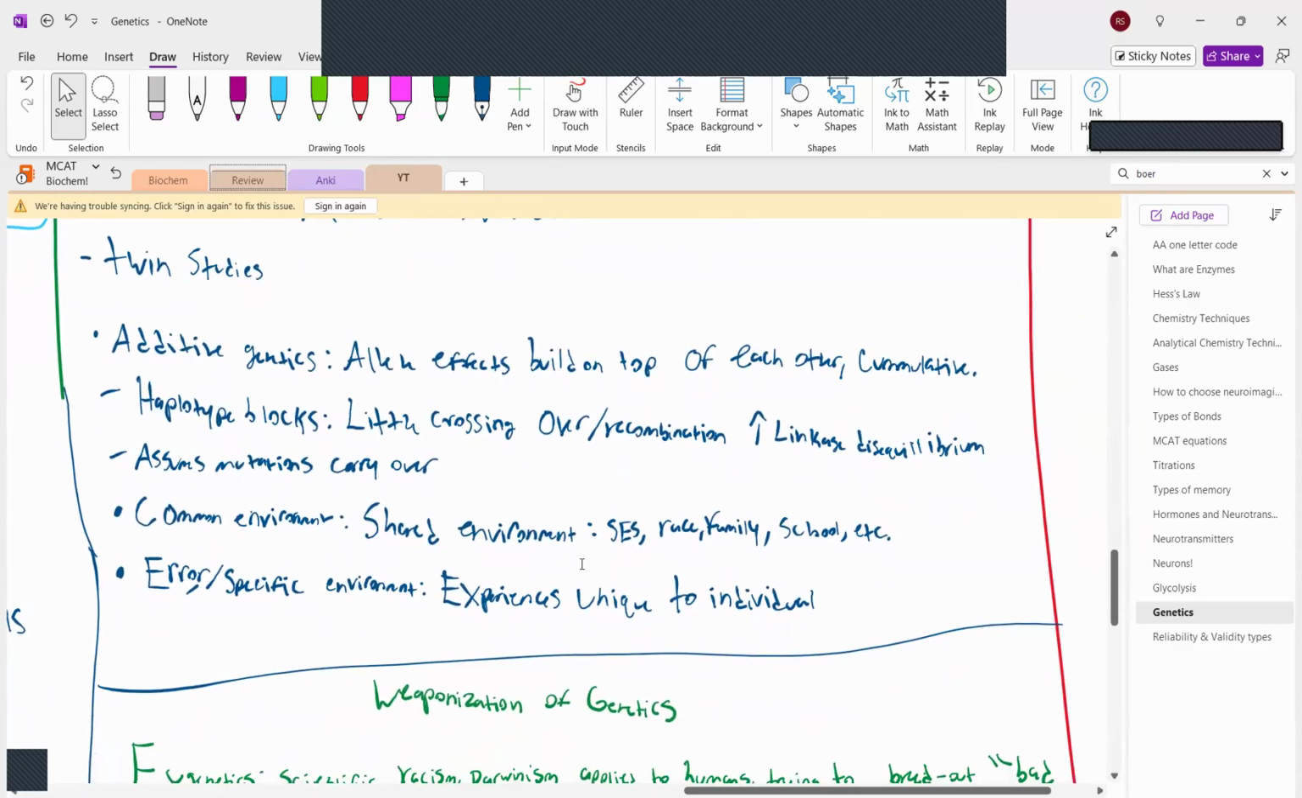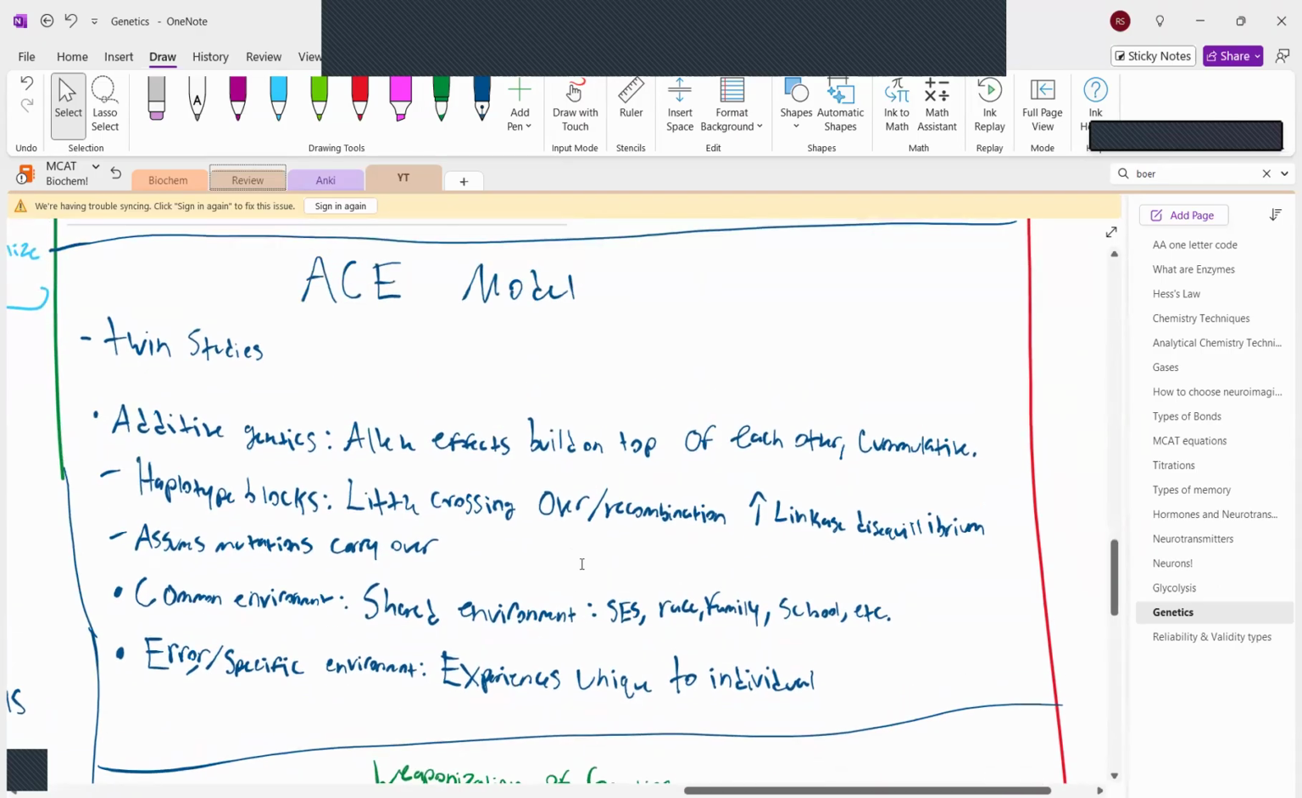Then C is for common environment, or shared environment. So the SES is the same for twins, right? Unless something tragic happened to the parents, or they got adopted, typically you have the same socioeconomic status growing up, same race, same family, same school, same neighborhood, etc.